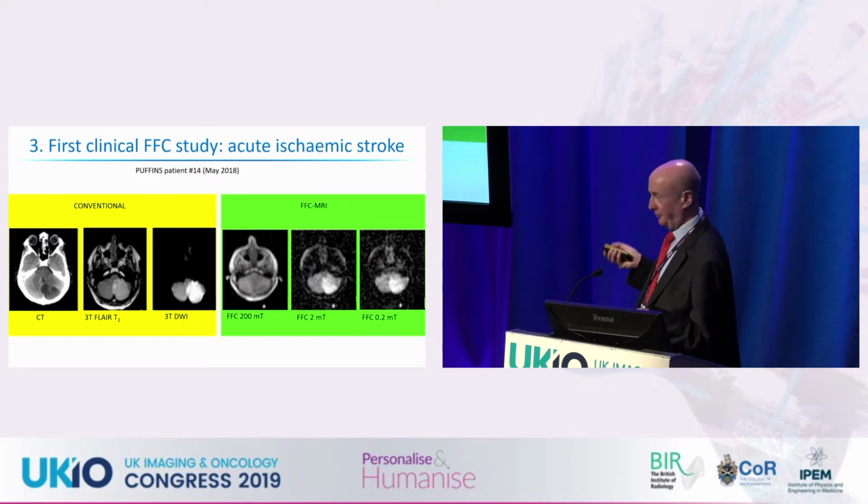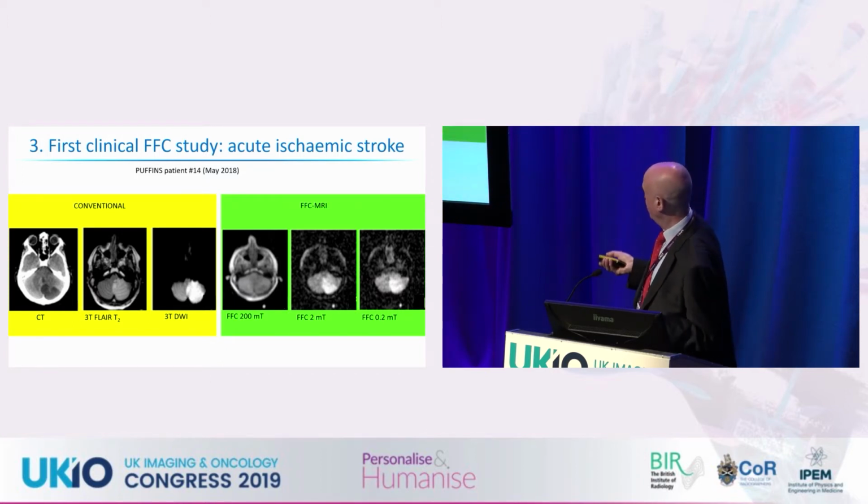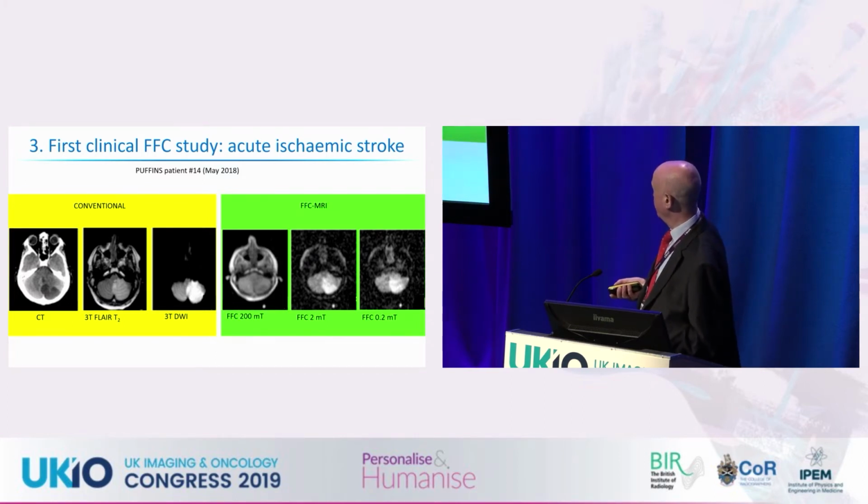But again, when we switch the scanner to 2 millitesla and even 0.2 millitesla, that's 200 microtesla, which is 4 times the Earth's magnetic field, incredibly low field, the contrast just jumps out between the stroke-affected tissues and the normal brain tissues. So we found that very exciting when we got these results.